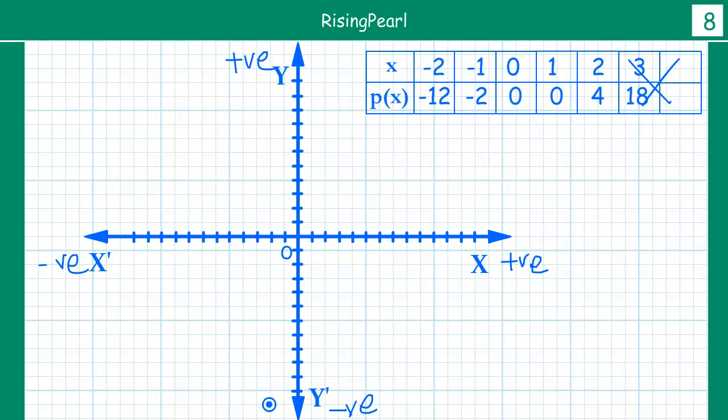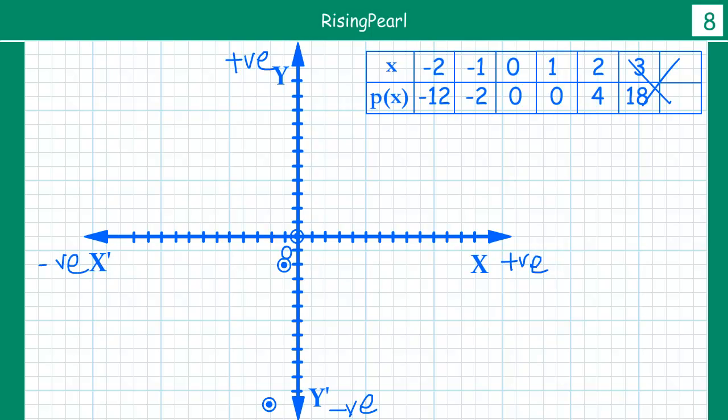So the first point is x -2, y -12. So x is -2, and y -12 is here. So this is (-2, -12). The next point is (-1, -2). So x -1, y -2. That is the second point.